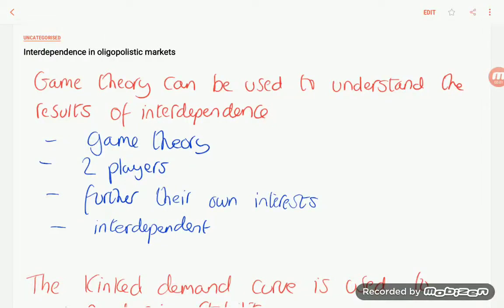Interdependence in oligopolistic markets. Game theory can be used to understand the results of interdependence. In oligopolistic markets, each firm is affected by the behaviour of the others. The firms are interdependent. This means that the behaviour of firms in oligopolistic markets can be looked at as a kind of mathematical game. Game theory is a branch of maths.